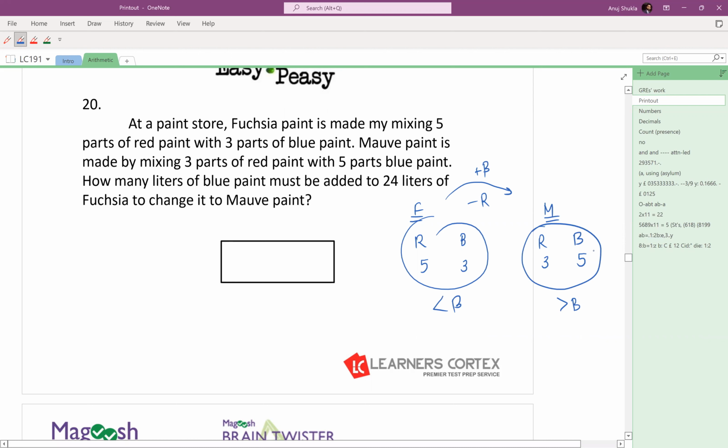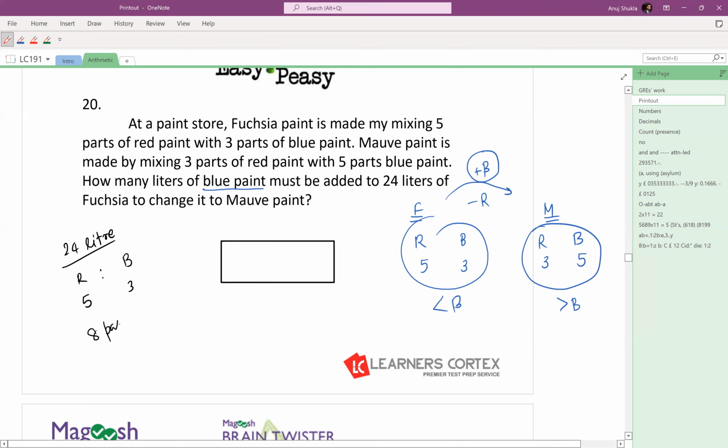First thing, what they are doing is adding blue paint. They are saying they are adding blue paint, so they are opting for this method. They are putting blue paint into 24 liters of fuchsia paint, right? In 24 liters, how much is red and how much is blue, we don't know, but we know the ratio between these two is 5:3.